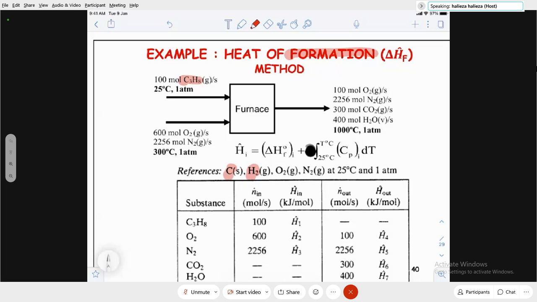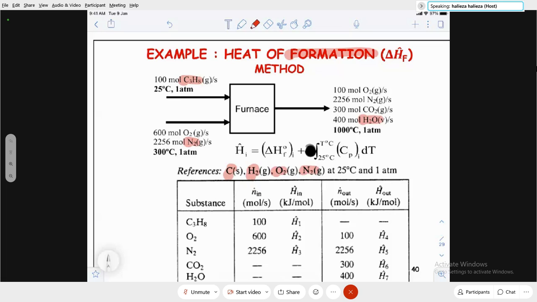So in this case, you have propane, so you start with solid carbon and hydrogen gas. And for example, you have water, so you have to have hydrogen gas and oxygen gas in order to form water. What else do you need? Of course, you have nitrogen over here, but actually nitrogen is not involved in the reaction. Nitrogen is just an inert, but you still have to list it down in your reference state.